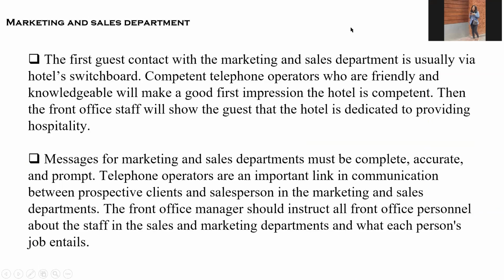So the first guest contact with the marketing and sales department is usually via the hotel switchboard. Competent telephone operators who are friendly and knowledgeable will make a good impression that the hotel is competent. Then the front office staff will show the guests when they come to the hotel that the hotel is dedicated to providing hospitality.